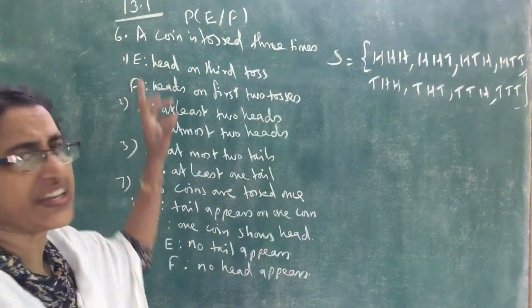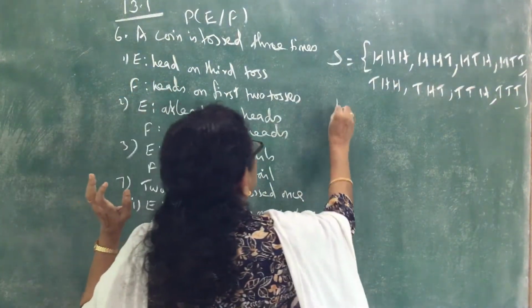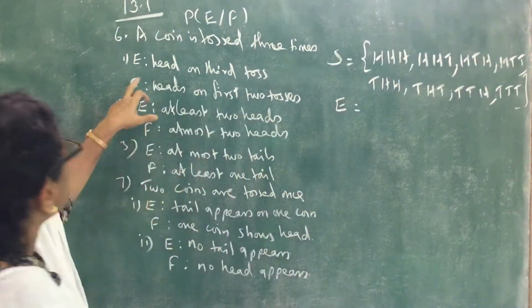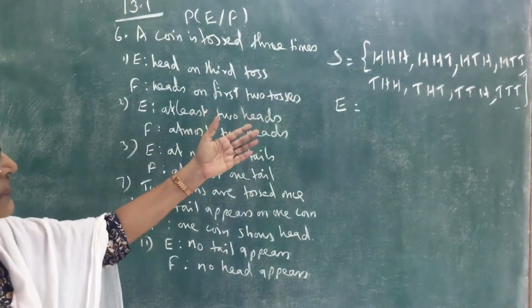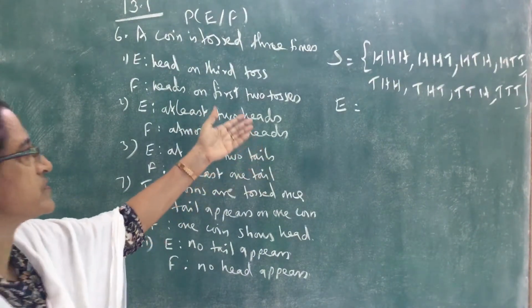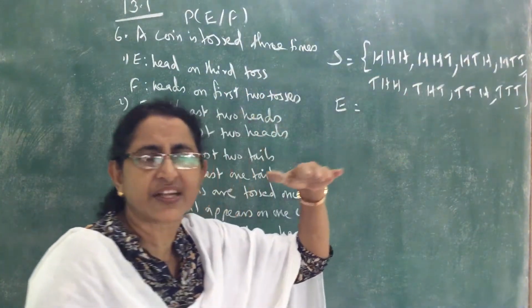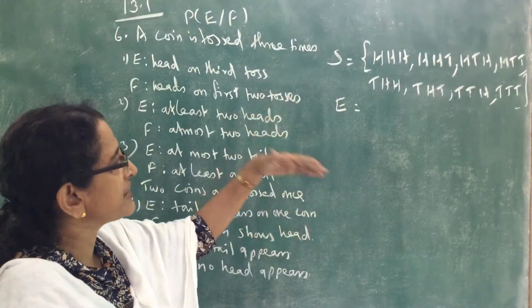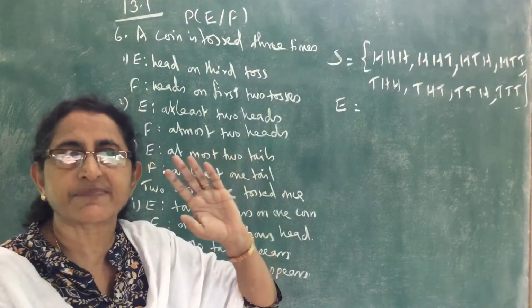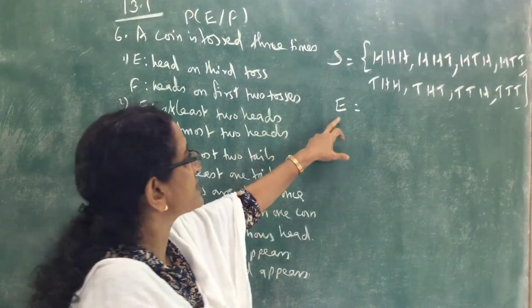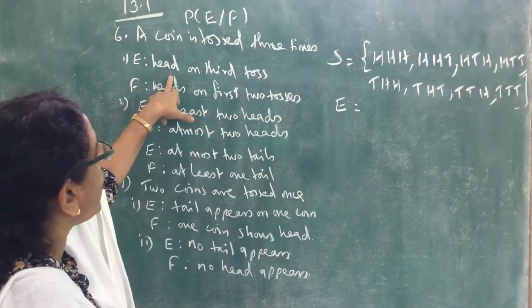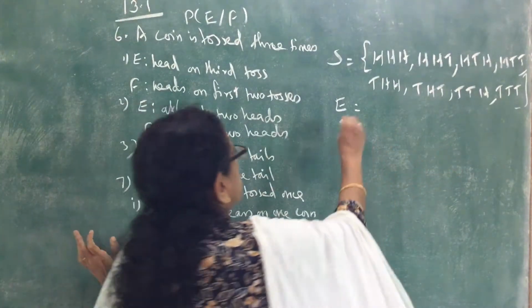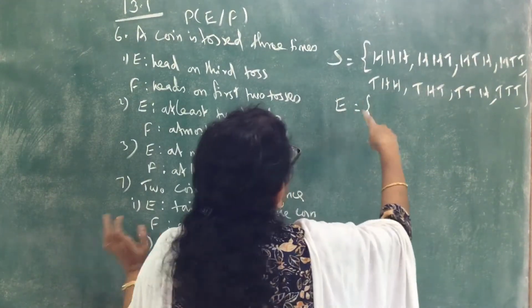Now write the event E. What is the event E? E is the event, head on the third toss. From this sample space, the set of all possible outcomes, we know every event is a subset of the sample space. So E is a subset of the sample space. So write the event E, that is head on the third toss.